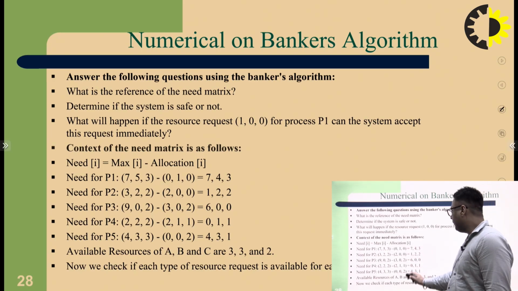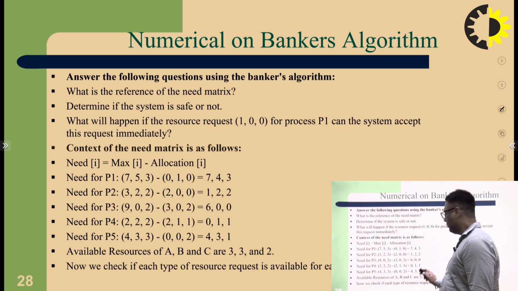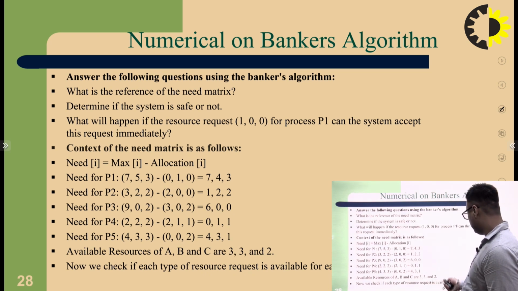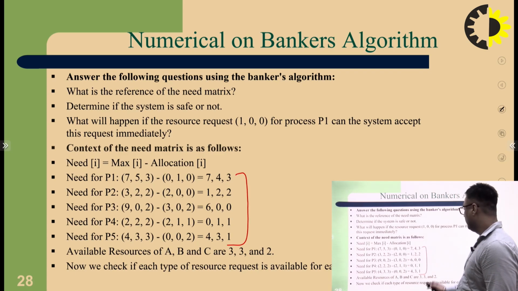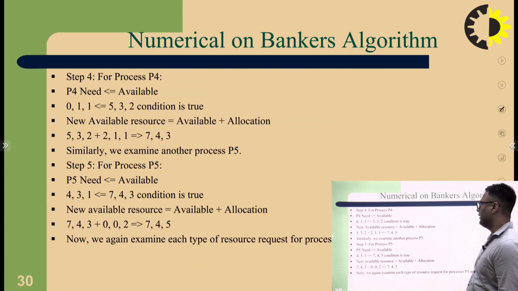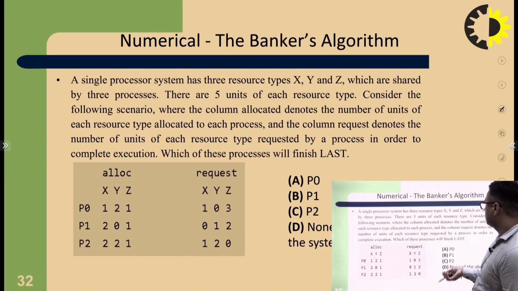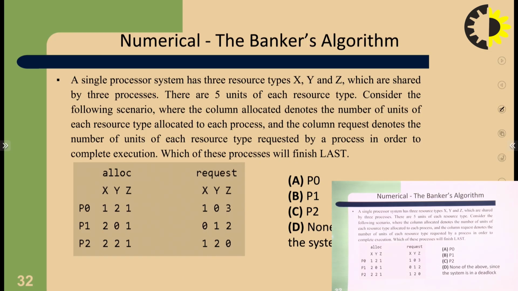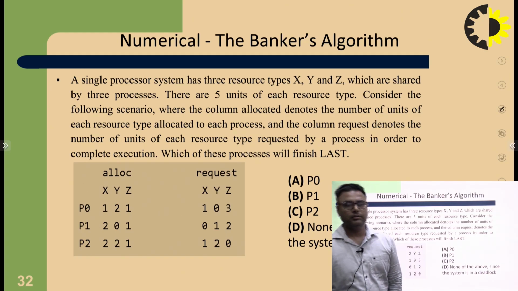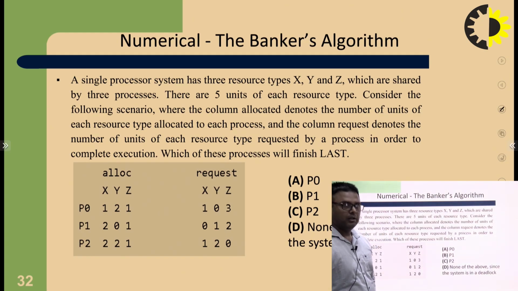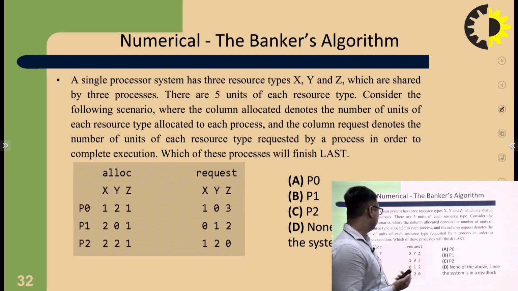In this way, you find the need of all processes one by one, and then check the availability to see which process's need can be fulfilled. Then that process is executed. Most of the time in the books, the situations are given one by one, with different allocations and requests mentioned in a numerical, and here one numerical is also there.